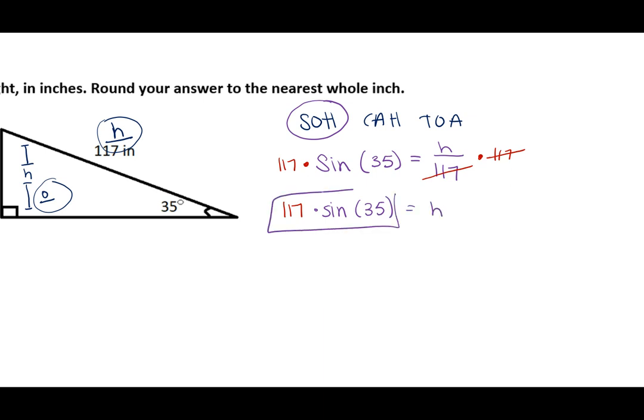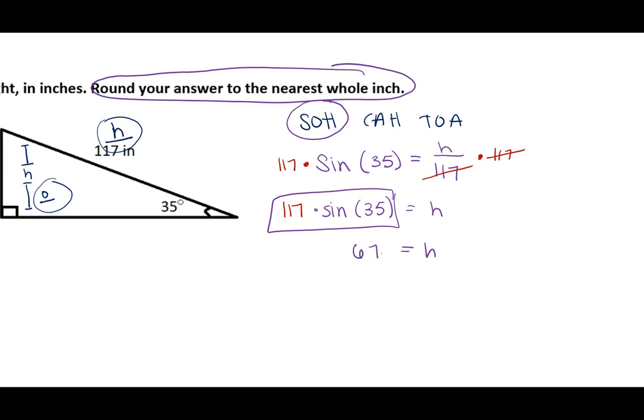So you put this in your calculator and you should get, so go ahead and do that. You should get H equals, approximately, it says round to the nearest whole inch, 67 inches.